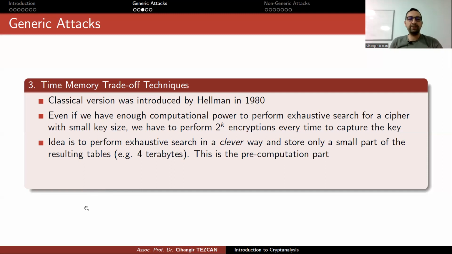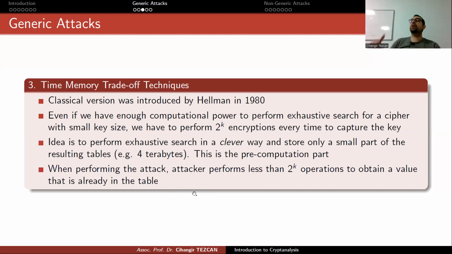So the idea is to perform exhaustive search in a clever way and store only a small part of the resulting tables. For example, if you can buy 4 terabytes of hard drive on the market, you can choose your table size as 4 terabytes. Or if you have an 8 terabyte hard drive, then you can increase the size of the table because you have the storage. So this will be your memory complexity at the end. So this is the pre-computation part. You perform the exhaustive search, but store some values in a huge table.